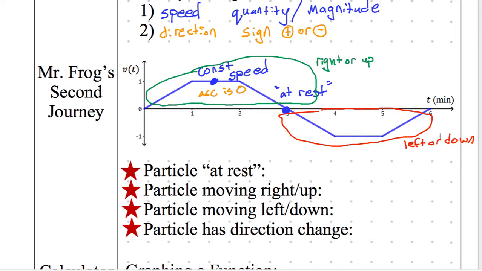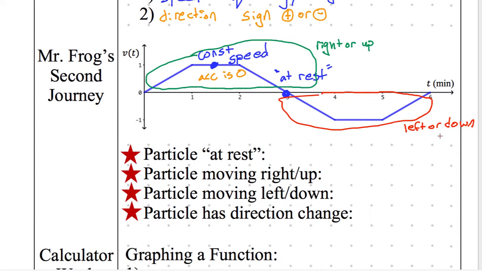Perfect. So we know how to analyze a graph. Let's go ahead and do formal definitions. I gave these stars because they are formal definitions. Particle is at rest. You guys want to take a guess? All of these have to deal with velocity, v, not acceleration. So velocity is in the definition of each and every one of these.